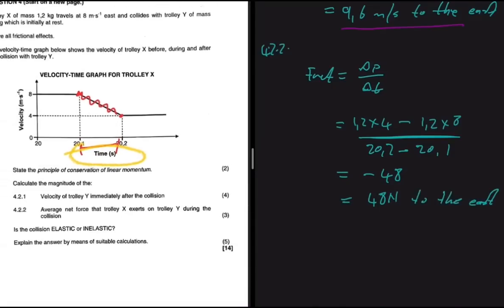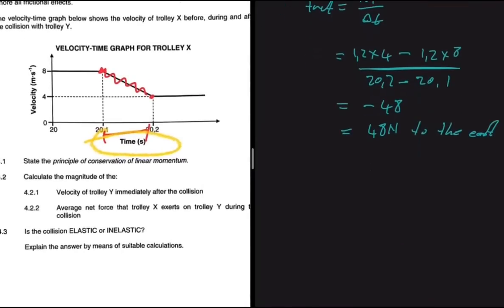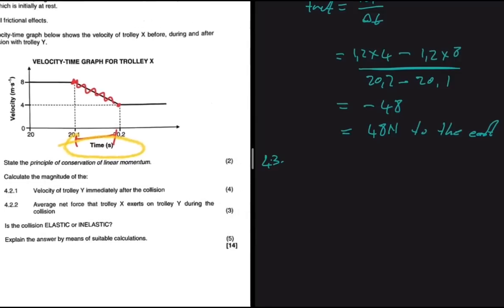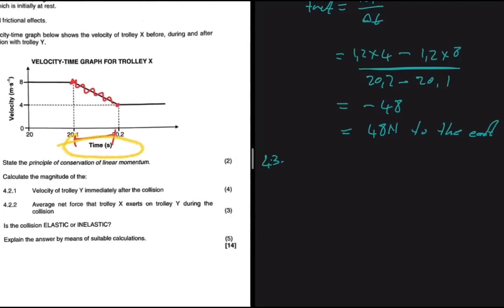Let's see what we can do for 4.3. So 4.3 here is saying that let's determine if the collision is elastic or inelastic, and explain the answer by means of a suitable calculation. So what is the prerequisite for an elastic collision? If a collision is elastic, then we need two things to be conserved. We need the momentum to be conserved and we need the kinetic energy to be conserved.